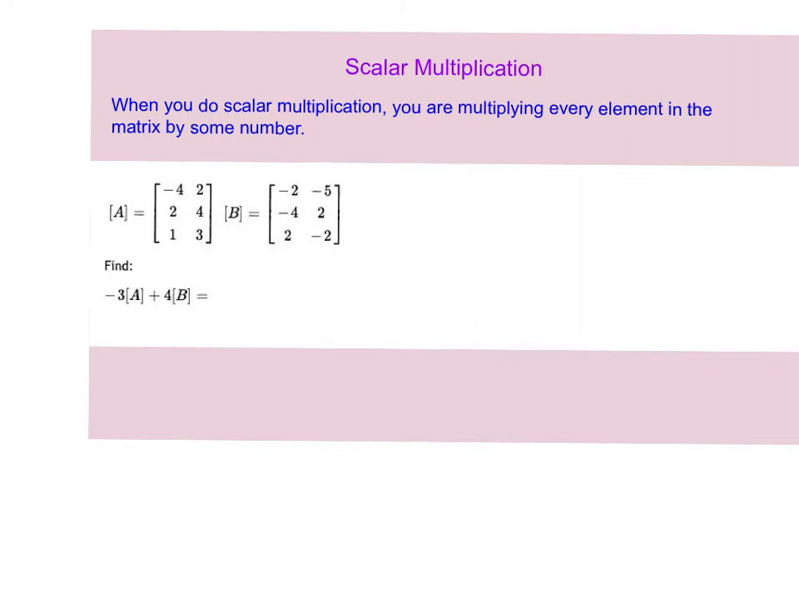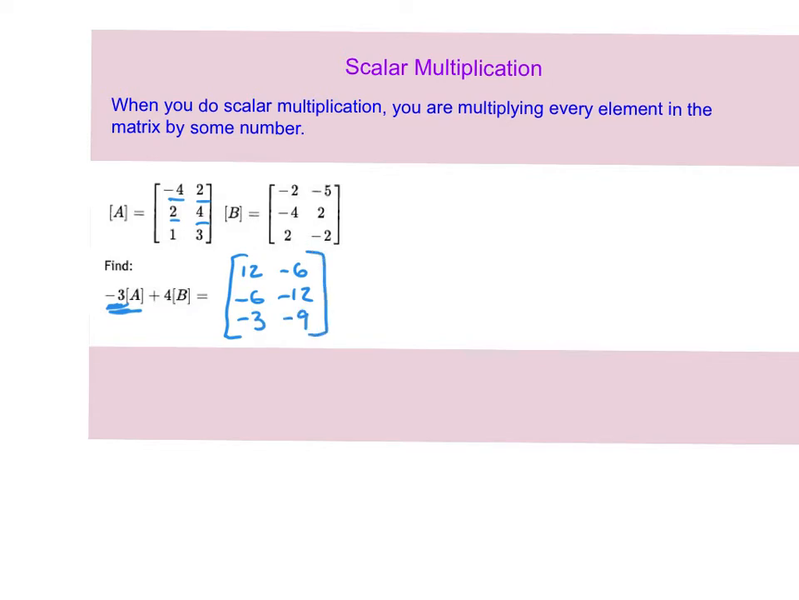Okay, now we're going to take a look at some scalar multiplication along with addition. So what scalar multiplication means is you just multiply each element in the matrix by some number. In the first case, I'm going to just multiply each one of those by a -3. So my new matrix, in other words, -3 times A, will look something like this. -3 times -4 is 12. -3 times 2 is -6, -3 times 2, -6, -3 times 4 is going to be a -12, -3 times 1 is -3, and -3 times 3 is a -9.